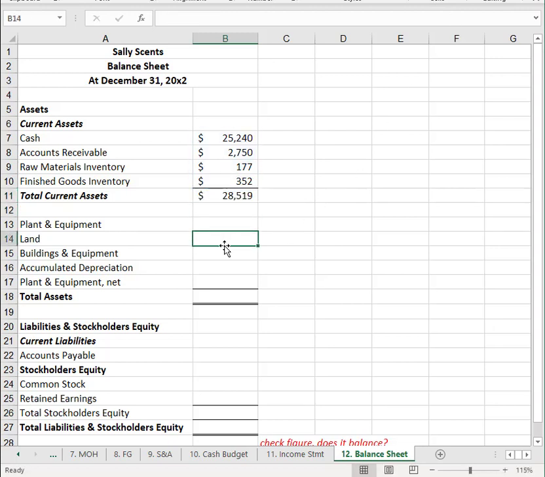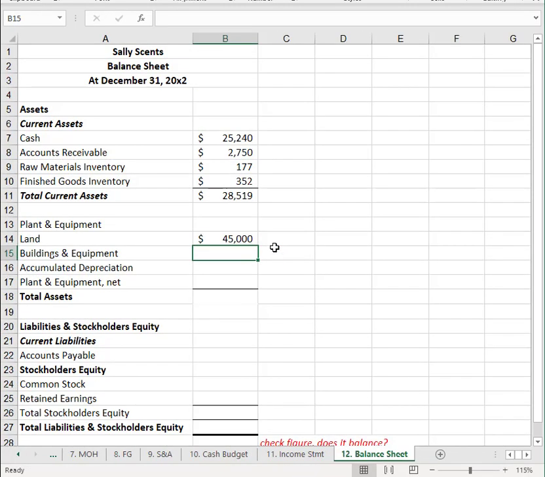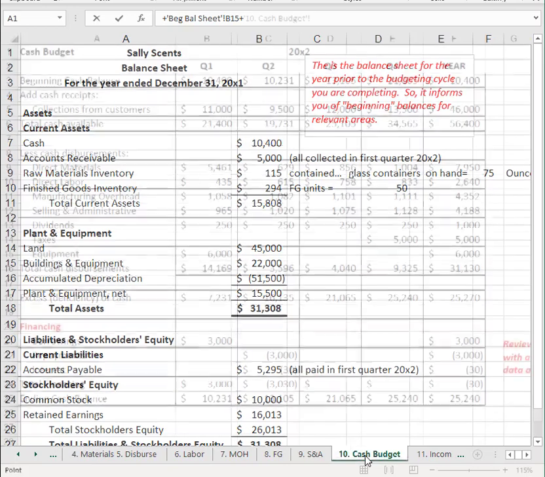And then there was no activity in land. Was there land at the beginning balance sheet? Let's go look. Land. Okay, so it's just the same as what it was at the beginning of the year. No change to that. Buildings and equipment, we started out with, let's see, what was it? Buildings and equipment, but we bought $6,000 of equipment. Remember that? That's on our cash flow statement. Let's go pick that up.